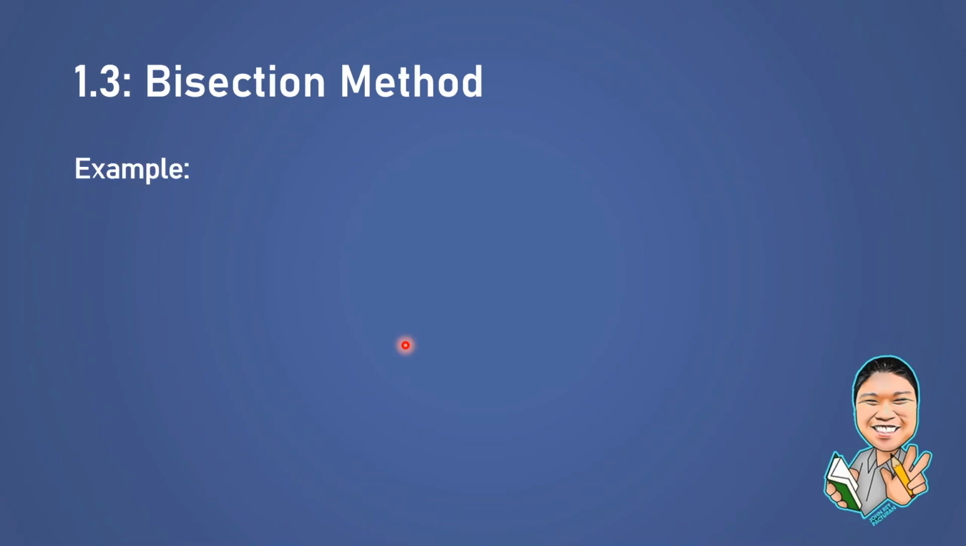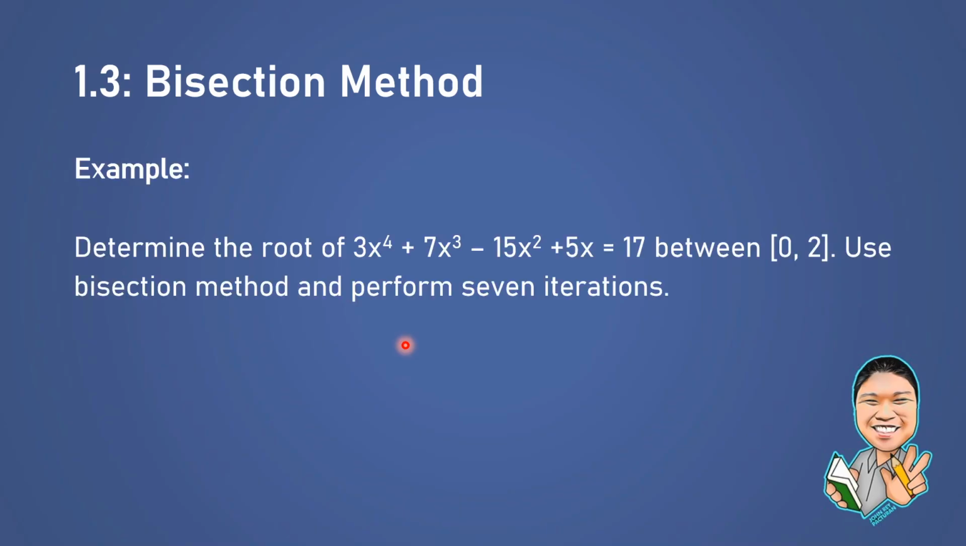Example: determine the root of 3x to the 4th plus 7x cubed minus 15x squared plus 5x equals 17 between the interval 0 to 2. Use the bisection method and perform 7 iterations. So we will find the value of x using the bisection method, and we will do it 7 times. Listen carefully because this is easier to understand with an example.